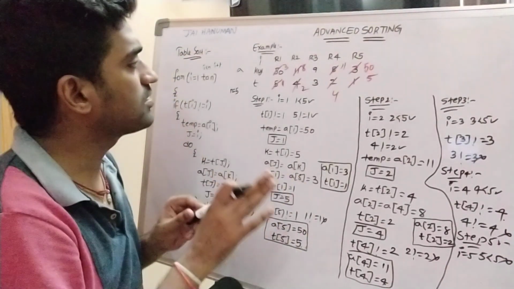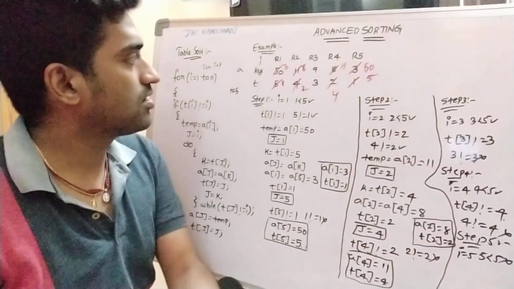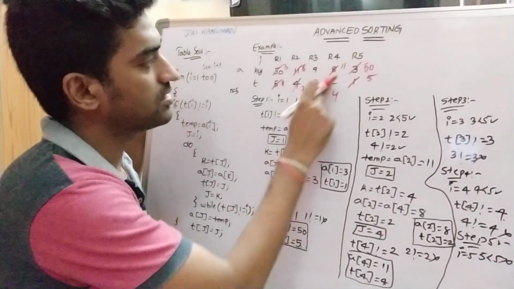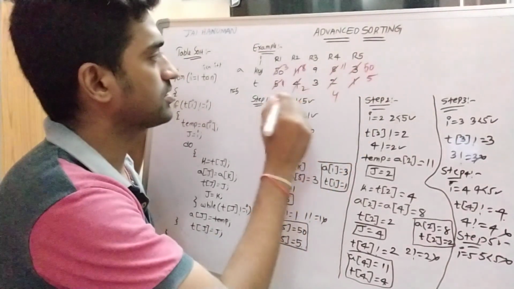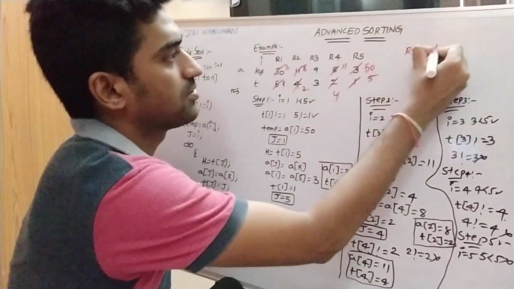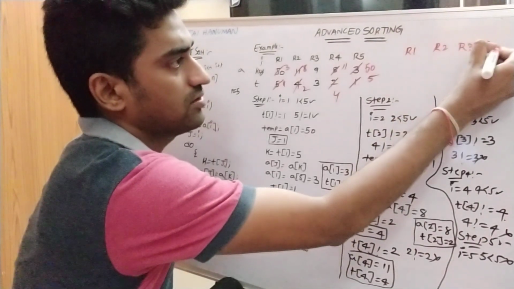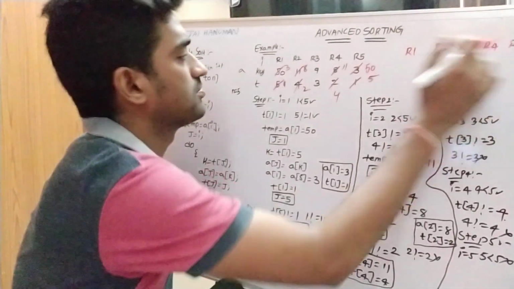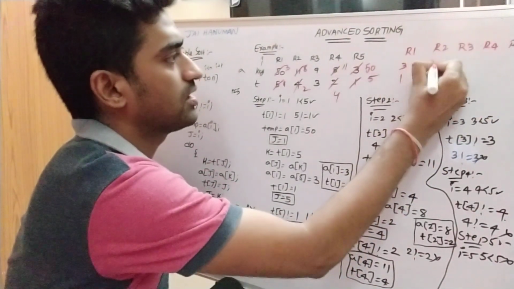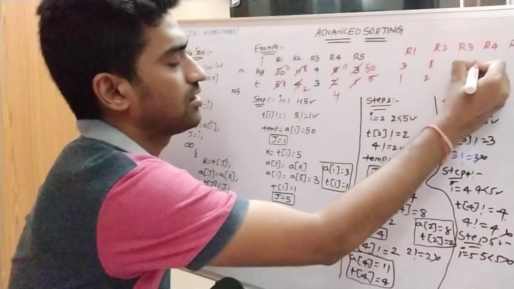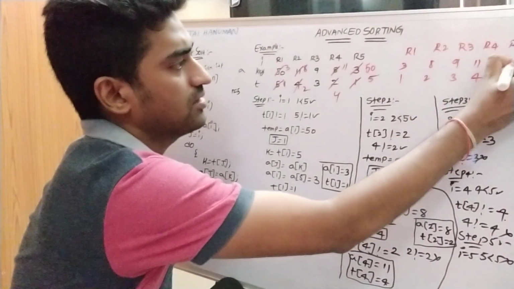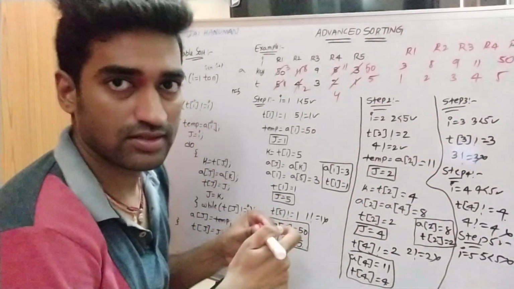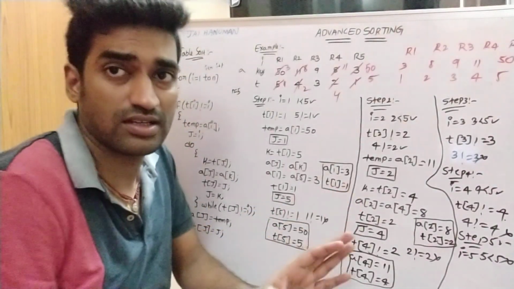So after completion of the entire process, the updated array is like this. So here 3 1 8 2 9 3 11 4 55. So that is nothing but R1 R2 R3 R4 R5. So here it is R1 3 1 8 2 9 3 11 4 55, right? So this is the updated array, right? So this is about table sort.